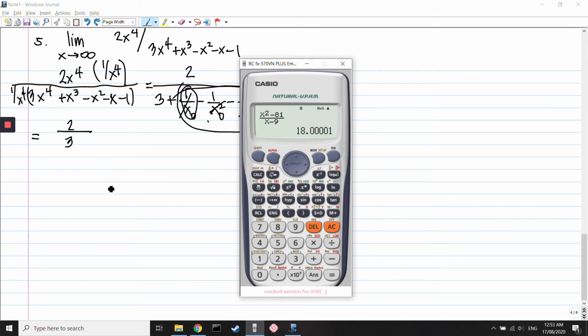So again, here is an alternative solution using the calculator. We just need to input the formula. I assume you all know how to input the formula in this calculator, as you can see in my previous videos. So 2x raised to the power 4 over 3x raised to the power 4 plus x minus x minus 1.